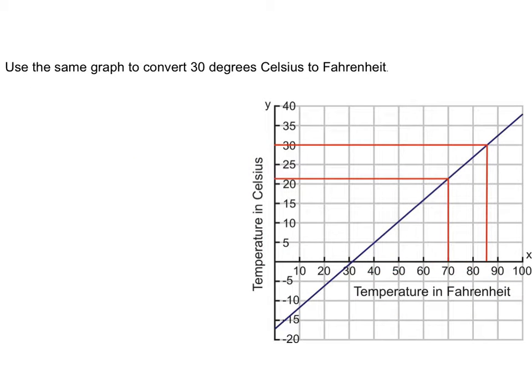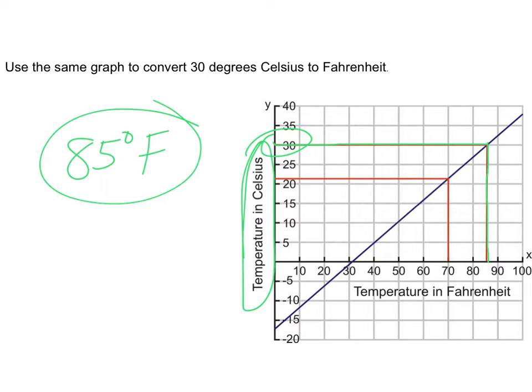So now we're going to use that same graph to convert 30 degrees Celsius to Fahrenheit. So now again, we're given a temperature in Celsius, 30 degrees, which is right here. So now we need to go horizontally over to the line until we get to the line, then we can go vertically down to the axis. Okay, so you'll notice here it's pretty much right in the middle of 80 and 90, so we could say that it's about 85 degrees Fahrenheit. And now these are all estimations, they're not exact, but it's used to approximate what it would actually be.